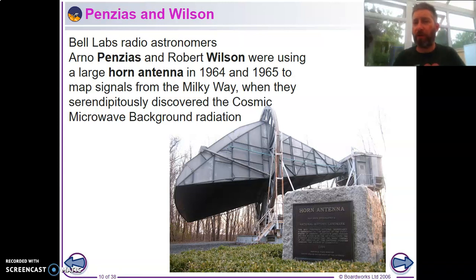What other evidence do we have? Well, in 1964, two scientists by the name of Penzias and Wilson were looking at the Milky Way. They were looking to map signals from the Milky Way. There's a large horn antenna with which to do so. And they kept picking up signals that they shouldn't. These horrible, nasty, staticky signals.